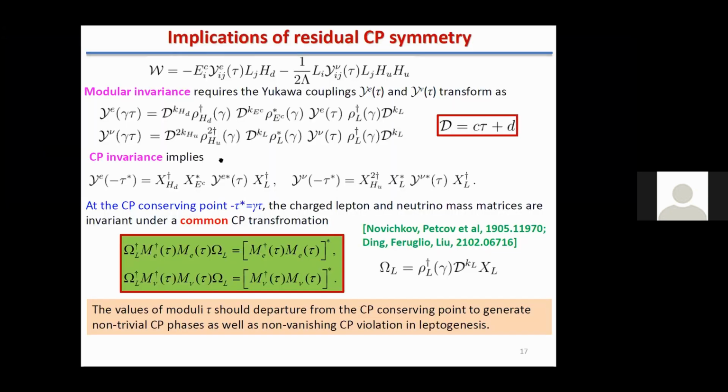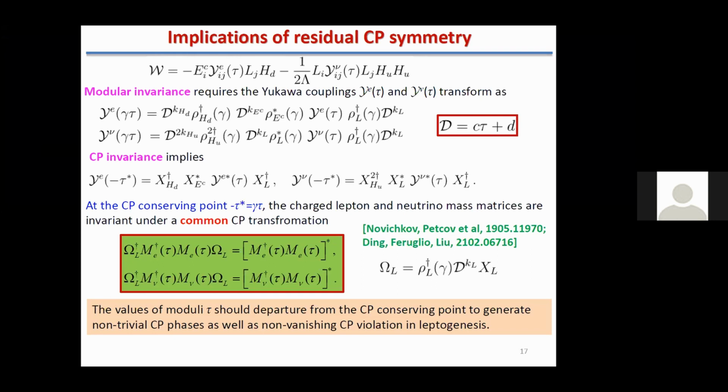So then I continue my talk about CP symmetry, and I have said if tau is purely imaginary or at the boundary of the fundamental domain, this tau is quite special. It is invariant under some action. It preserves some of the residual CP.